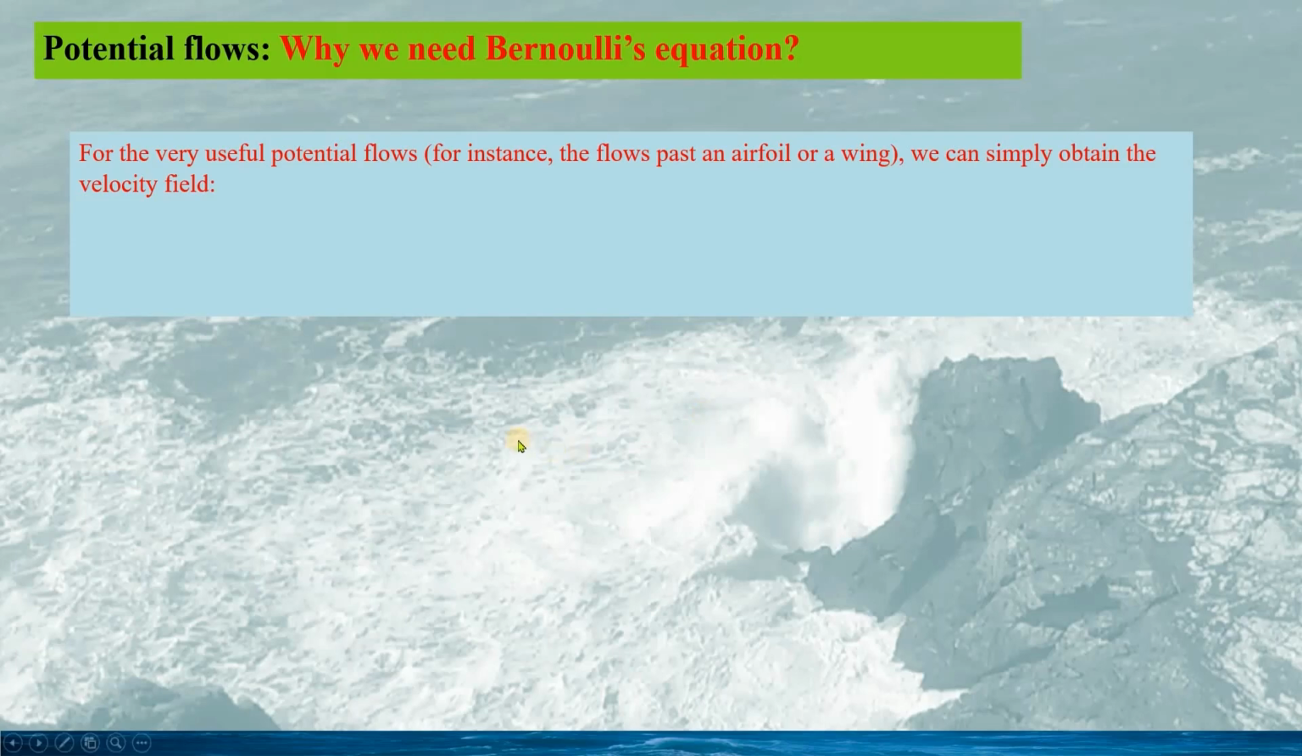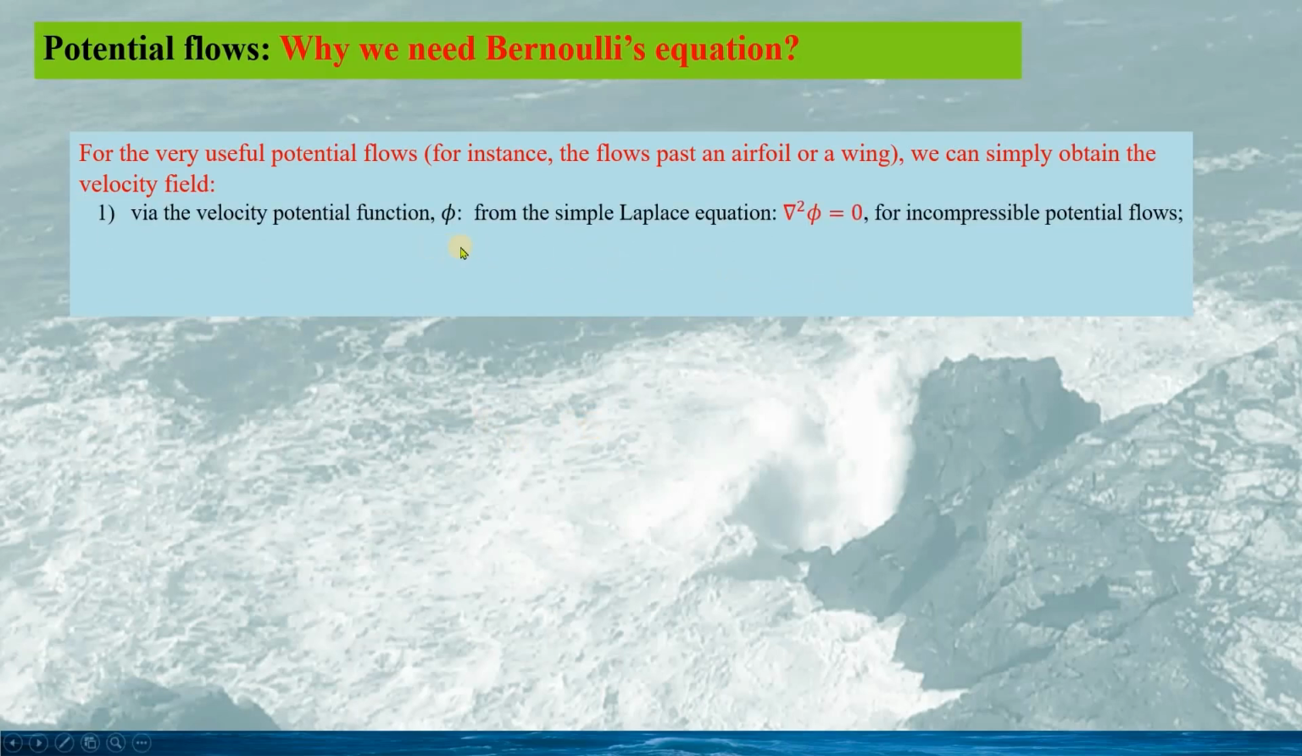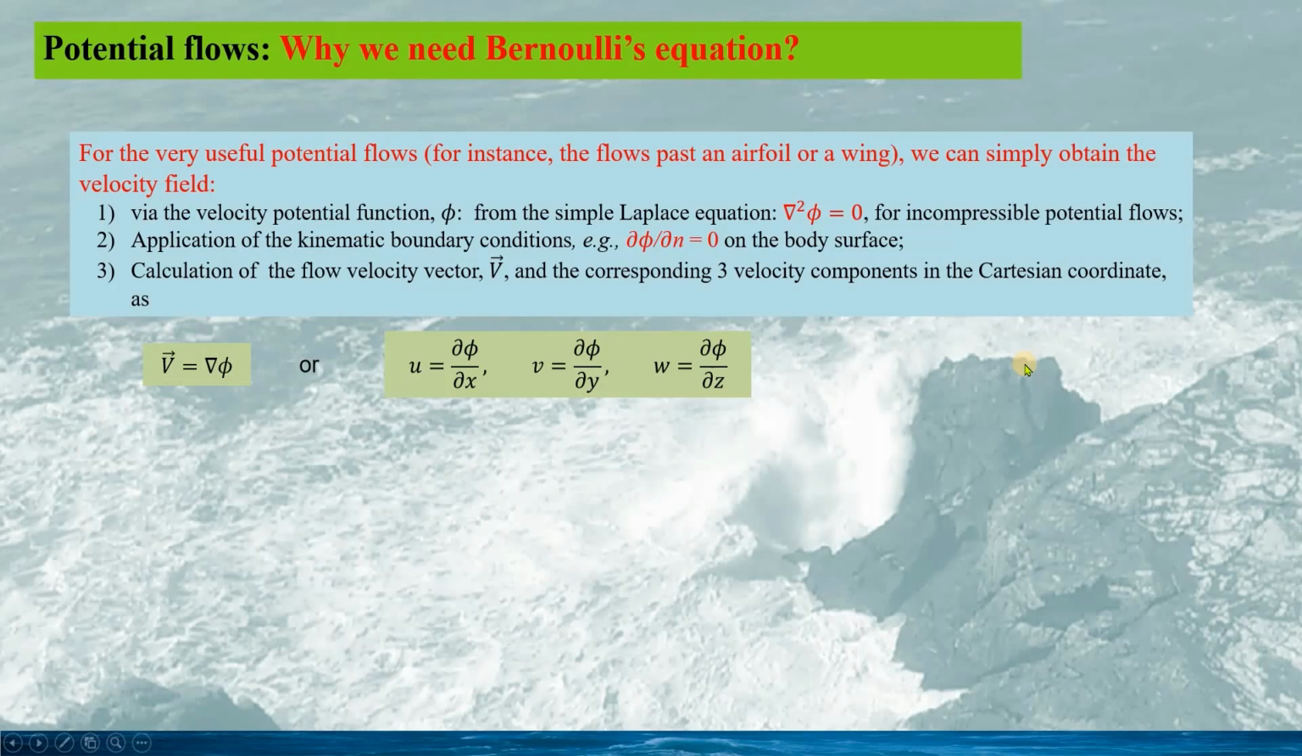can be calculated. Similarly, in the very useful potential flow, for instance, the flows past an airfoil or a wing, we can simply solve the velocity potential from the simple Laplace equation for the incompressible flows. And this can be done by the application of the simple kinematic boundary conditions. For instance, the no penetration condition given as this on the body surface, and the calculation of the flow velocity vector and the three velocity components in the Cartesian coordinates given as this.